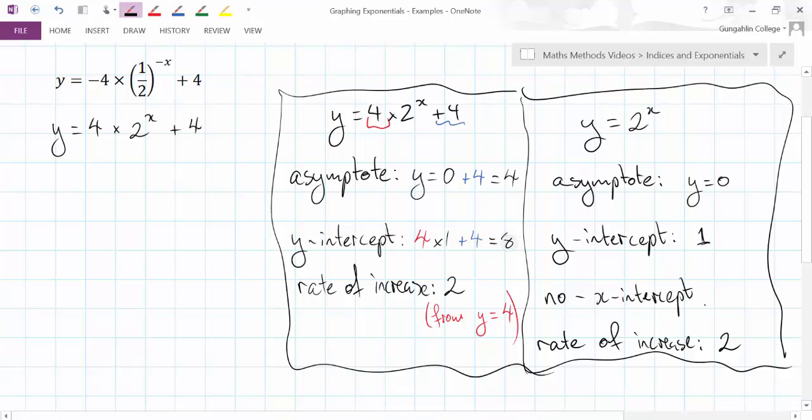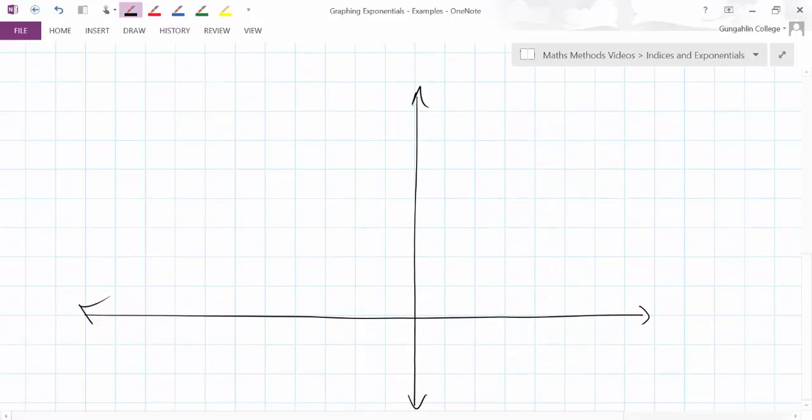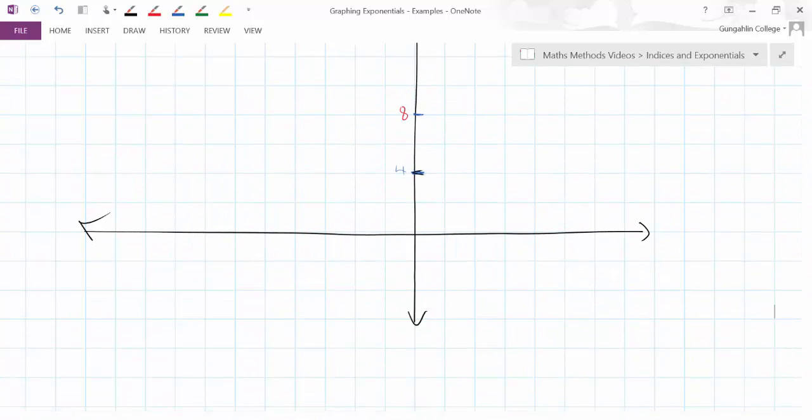So here we've got a y-intercept of 8 and an asymptote at 4. I'm going to choose a half scale because that'll give me a nice sketch going on here. So that's where I'm going to put my intercept at 8 and my asymptote at 4. Let's draw that asymptote in there. A little bit off from the calibration.